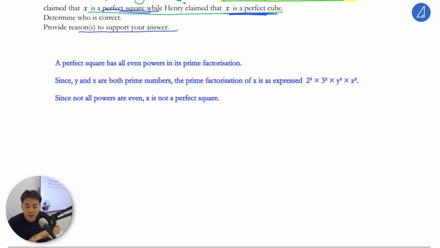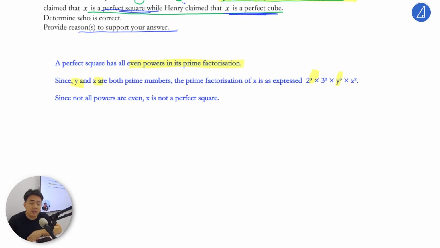A perfect square has all even powers in its prime factorized form. That is the main thing. And since y and z are both prime numbers, the prime factorization of x can be expressed as this. This is the prime factorized form. Now, since not all powers are even, 3 is not even, right? So x is not a perfect square. That is the main thing.